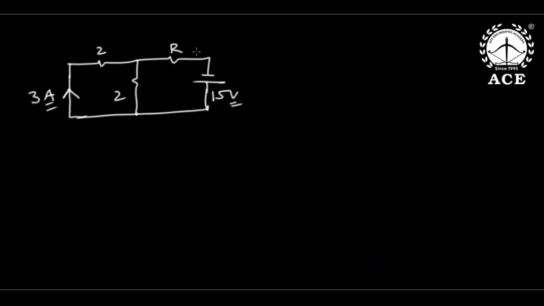But he's not asking this current. He's asking current in this R ohms. So apply KCL. Chalo, if this is 3 amperes, this is 6 volts now. But because these two are parallel, this is also 6 volts. If this is 6 volts, this is also 6 volts. This is 6 by 2, this is also 3 amperes.